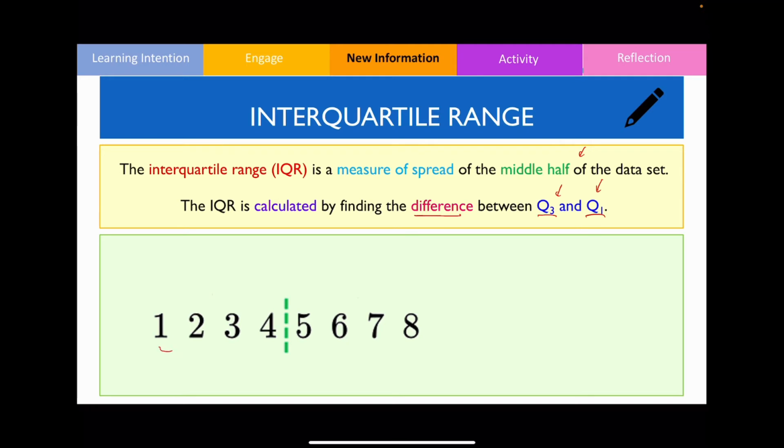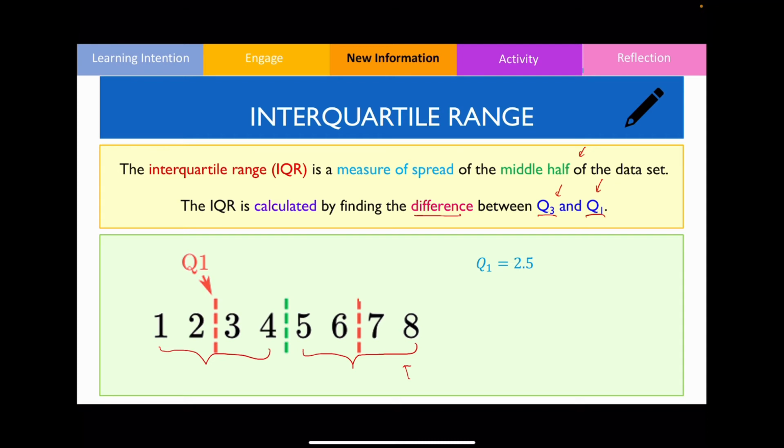And what you could do is find out the median within each of these respective halves. If you were to find the median value of the lower half, that's going to be equal to 2.5. The median value of the lower half of a dataset is referred to as the lower quartile, which is denoted by the symbol Q1. So in this case, your lower quartile is equal to 2.5.